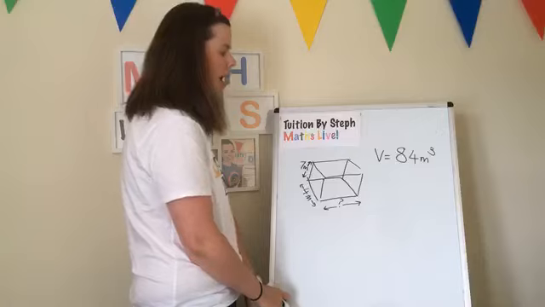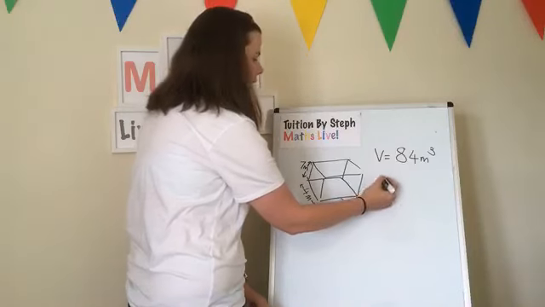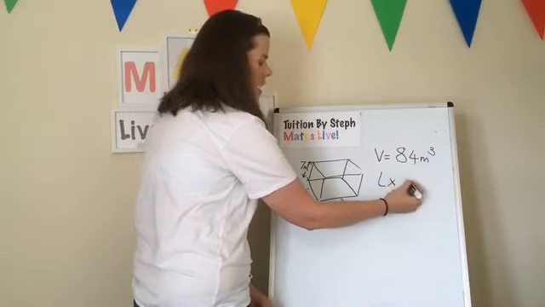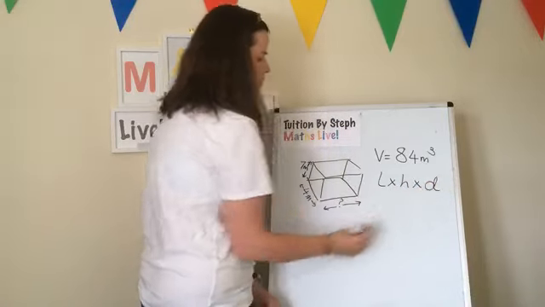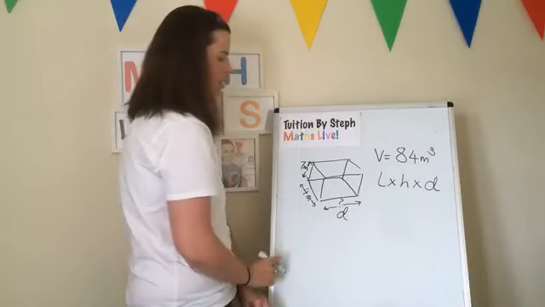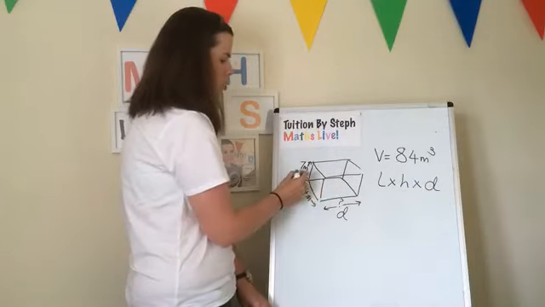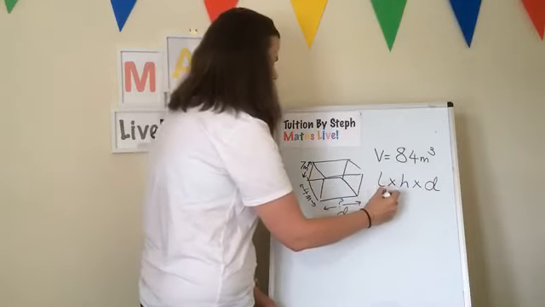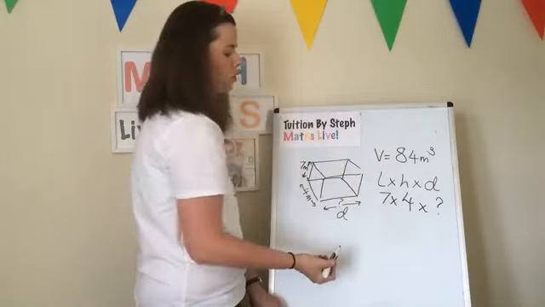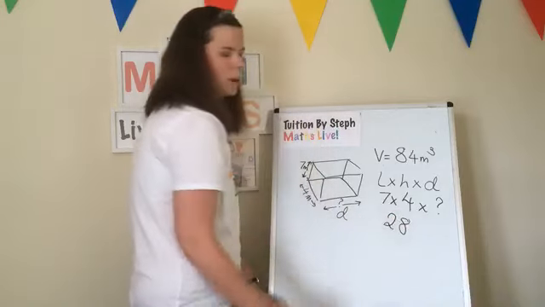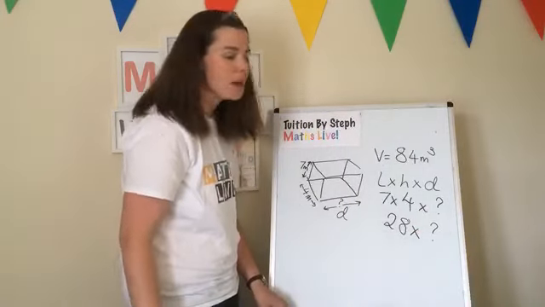Now, we need to think about how do you find the volume of a cuboid. You do the length times the width times the depth. Okay, so we need to know what the depth is. So base times height or length times width times by depth. So we've already got the length and the height. So 7 times 4. We've got that. We need to know what this is to make 84. 7 times 4 is 28. So what do we times 28 by to make 84?